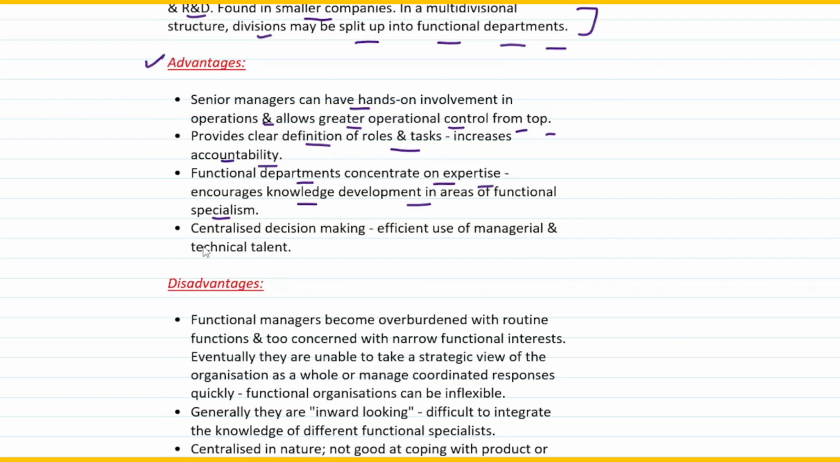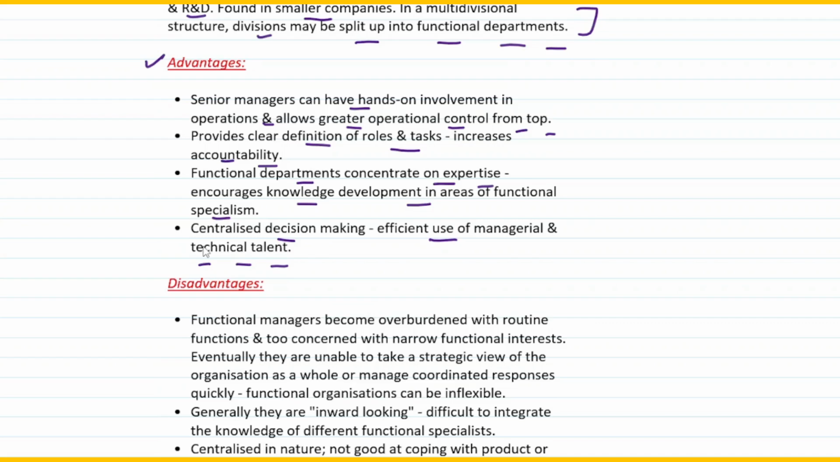It also enables centralized decision making. That means because everything has been collated, the data, the knowledge, the skill set, it goes directly to the CEO. So there is centralized decision making. That will ensure what? Efficient use of managerial and technical talent. So these are the various advantages of functional structure.